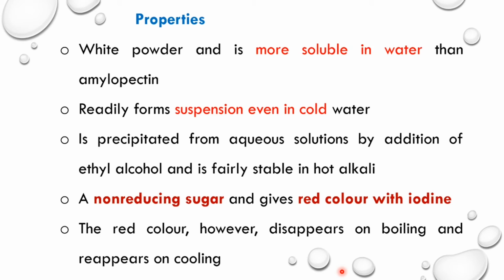Properties: white powder, more soluble in water than amylopectin, readily forms suspension even in cold water. It's precipitated from aqueous solution by adding ethyl alcohol and is fairly stable in hot alkali. It's also a non-reducing sugar and gives red color with iodine. Starch gives blue color with iodine, whereas glycogen gives red color with iodine. The red color formed with iodine disappears on boiling and reappears on cooling.